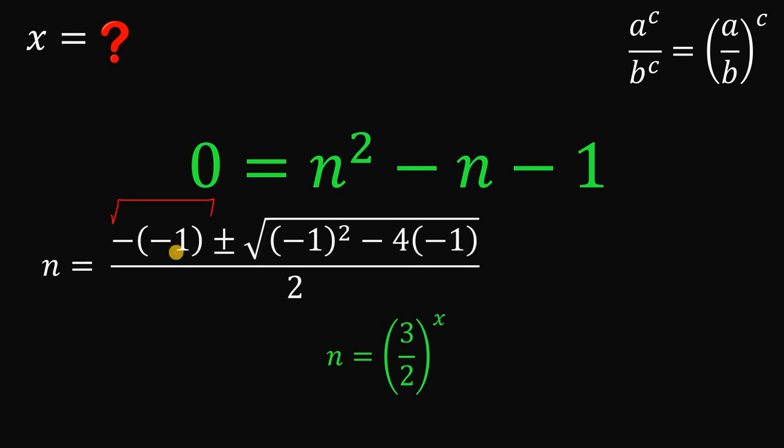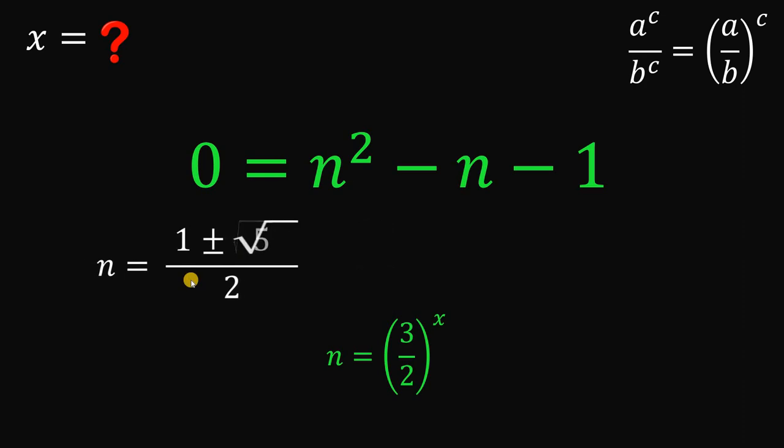Now, let's simplify. Negative of negative 1 is positive 1. So we have positive 1 here. And negative 1 squared is 1. Negative 4 times negative 1 is positive 4, so 1 plus 4 is 5. So this simplifies to 1 plus or minus square root of 5 all over 2. But take note, we let n be 3 over 2 raised to the power of x. This is an exponential function. And this n must be greater than 0. So this n cannot be a negative number. Therefore, we need to consider the positive value of n.